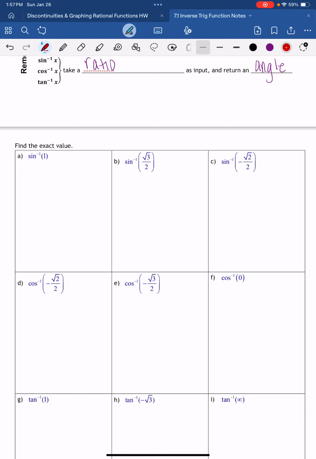Okay, here we go. You say this as the inverse sine of 1. That's how it's read. Don't say sine -1. This is read as the inverse sine of 1. And what I'm asking you is, what angle has a sine of 1? So you're working backwards. What angle has a sine of 1? That would be pi over 2.